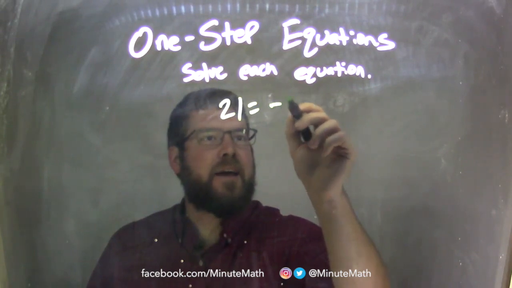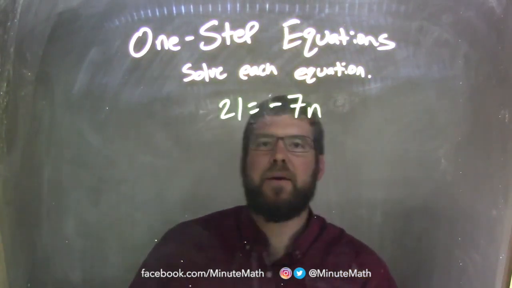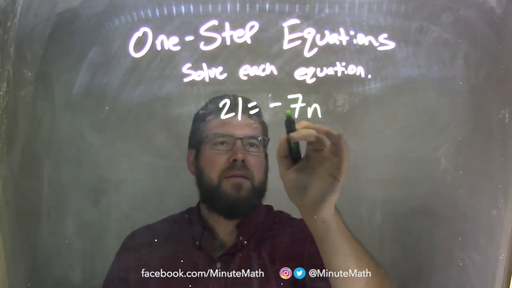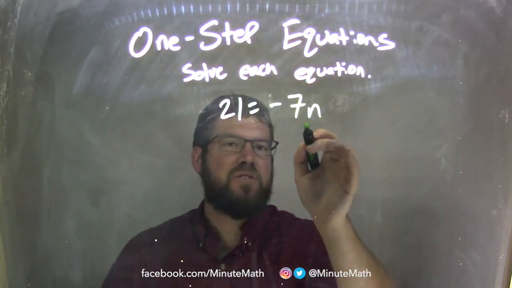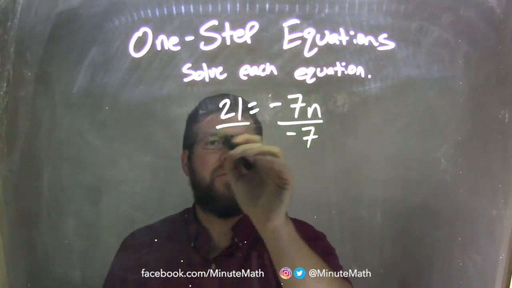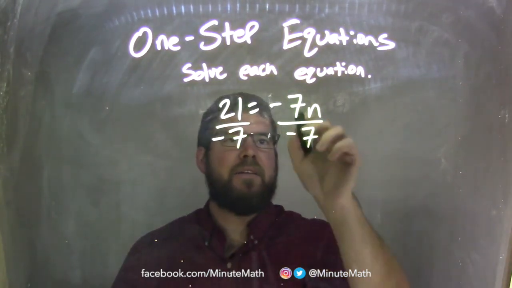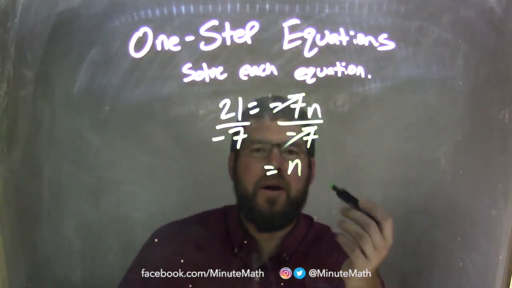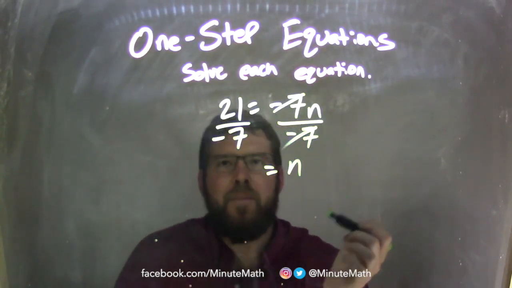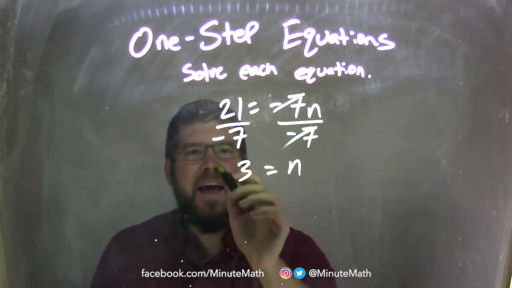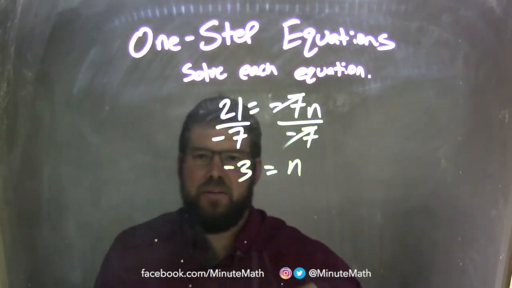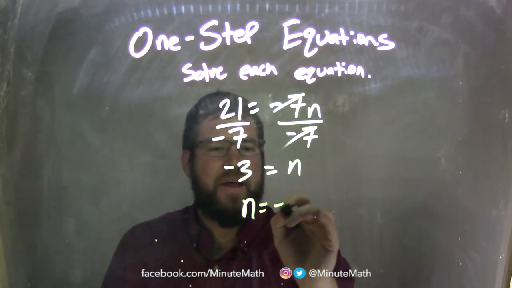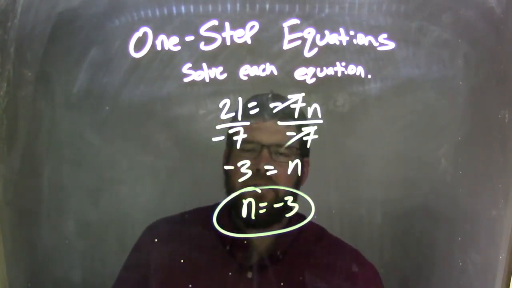21 equals negative 7n. Well, I see there's multiplication going on right here, right? Negative 7n is negative 7 times n. So if I divide both sides by negative 7, the negative 7 cancels out on the right, and I'm left with just n. And what's 21 divided by negative 7? Well, 21 divided by 7 is just 3, and a positive divided by a negative is negative. So we have n equals negative 3. Let's rearrange it to make it look nicer: n equals negative 3. And that's my final answer.